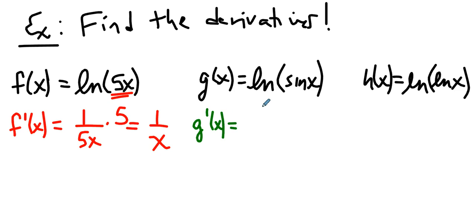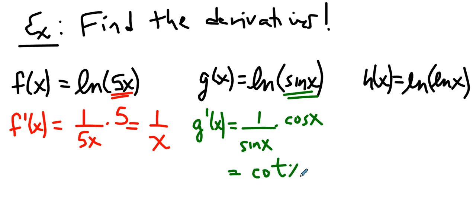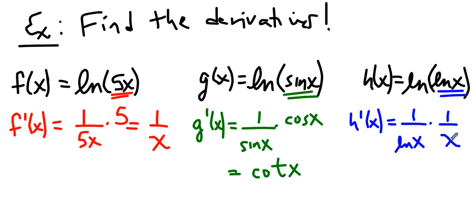G prime of x, well, the derivative of the natural log of something is 1 over that something times the derivative of that argument. And this is sometimes written as the cotangent of x. And then h prime of x, the derivative of the natural log of something is 1 over that something times the derivative of that argument. And that is sometimes written in this way. So that's the basic idea. The derivative of the natural log function is 1 over x, and we use that and the chain rule to find derivatives.